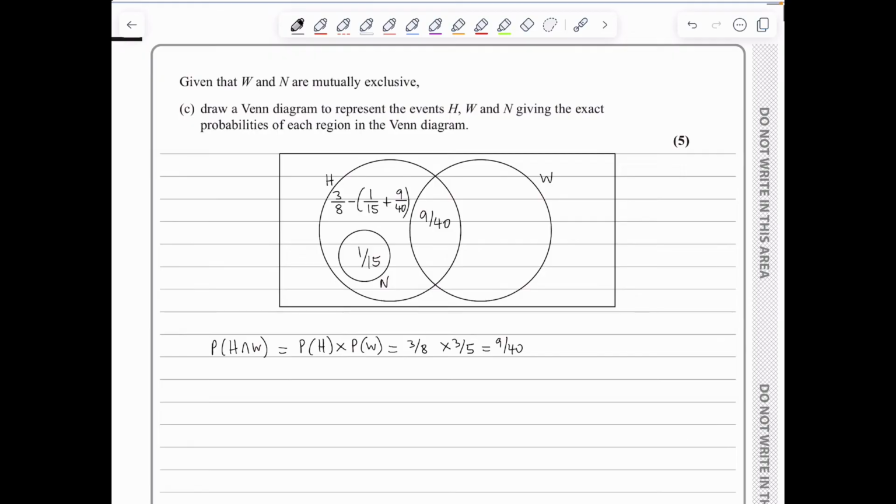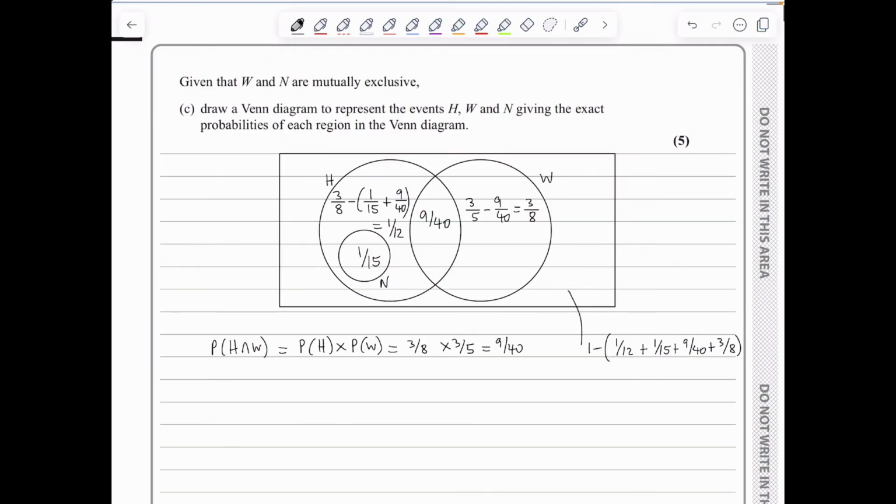This gives an answer of 1 over 12, whereas for the only W region here, I'll do the probability of W, which is 3 over 5, and I will deduct the probability of the intersection, 9 over 40. This gives an answer of 3 over 8, and the only missing region is the outside region. Well, I will simply use the fact that the sum of the probabilities should be 1, so this region here should be 1 minus all the rest, so 1 over 12 plus 1 over 15 plus 9 over 40 plus 3 over 8.